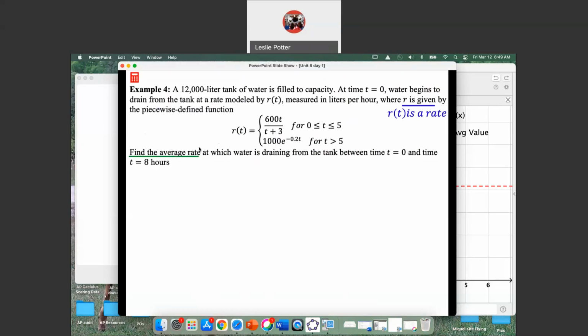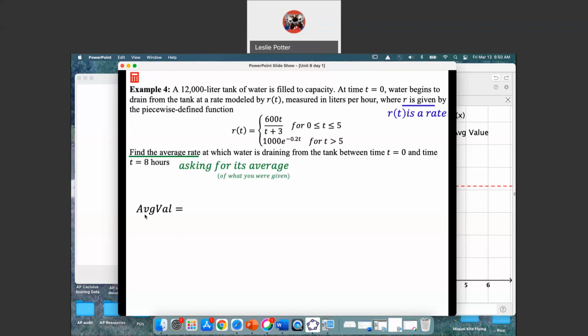This can be super confusing because this looks like average rate of change, and it's not. Because this is a rate, because we're given a function that's already a derivative, so to speak, all we're really being asked to do is average that function, R of t. It can get really confusing. So we know that this is an average value question. We're given R of t, we're being asked to average R of t, the same thing that we're given.